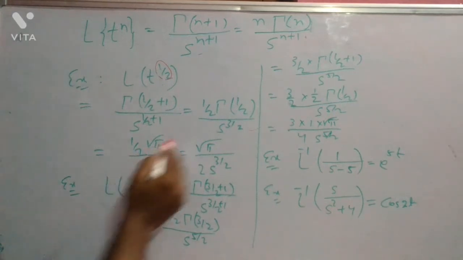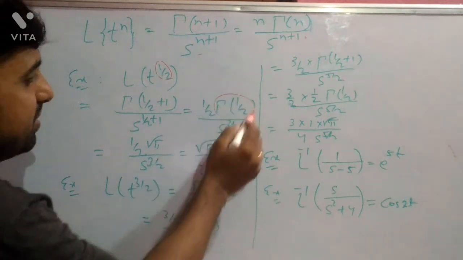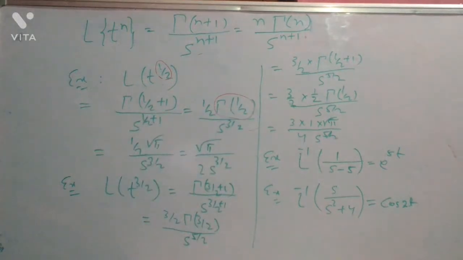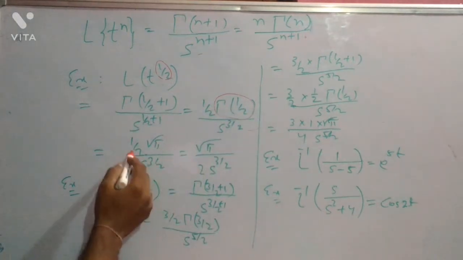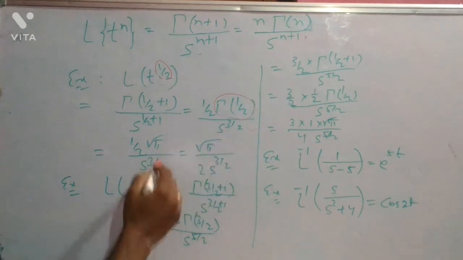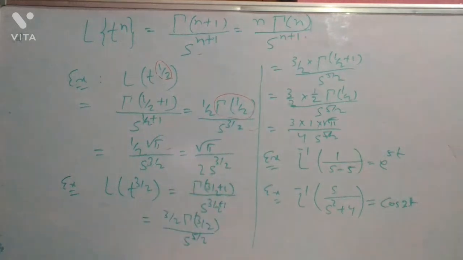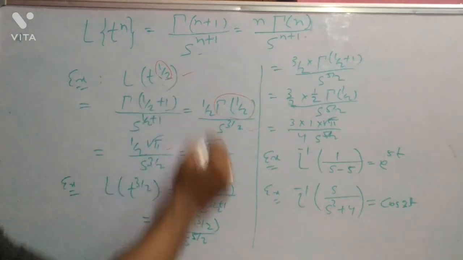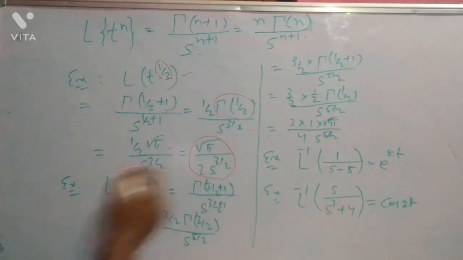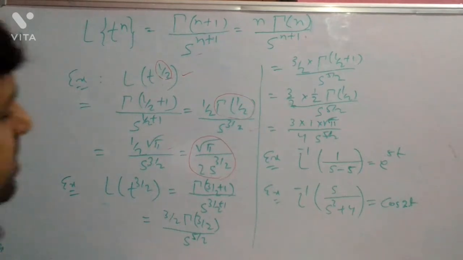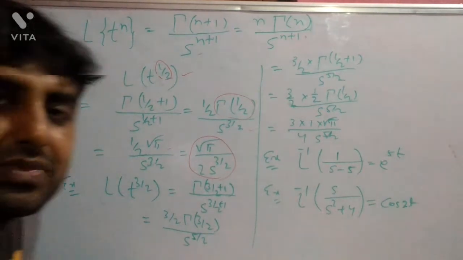Now what is the value of gamma half? It is root pi. So half root pi, then s to the power 3 by 2. So root pi over 2 into s to the power 3 by 2. So Laplace of t to the power half is equal to root pi divided by 2 into s to the power 3 by 2.